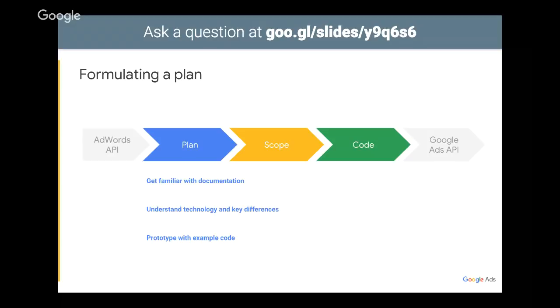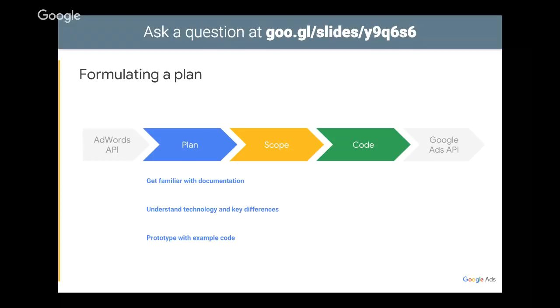So what we mean by planning and what you can do now, what we expect people to be starting to do right now up until we go to version 1. While we're still in the beta, you can plan. That means getting familiar with the documentation, understanding the features that are available, getting an idea of how things work. Understanding the technology and the key differences.